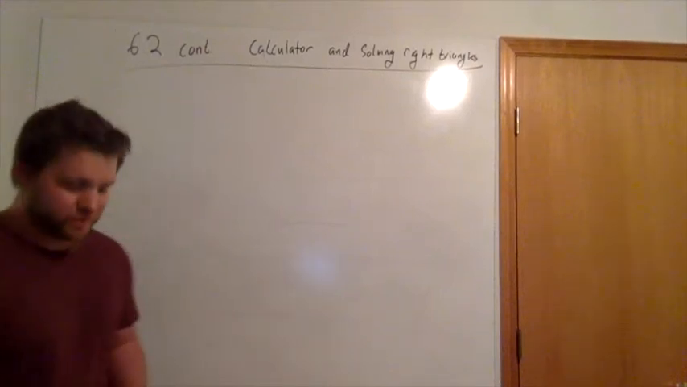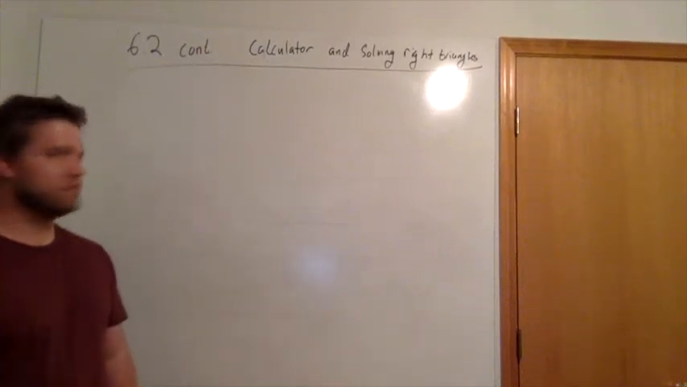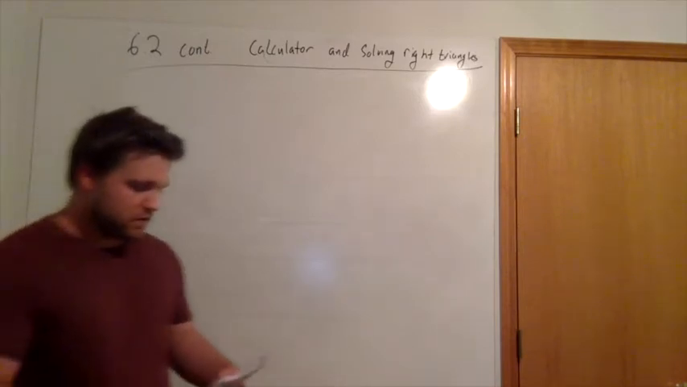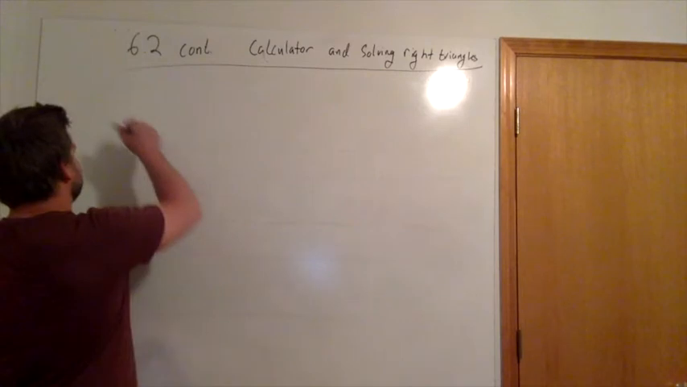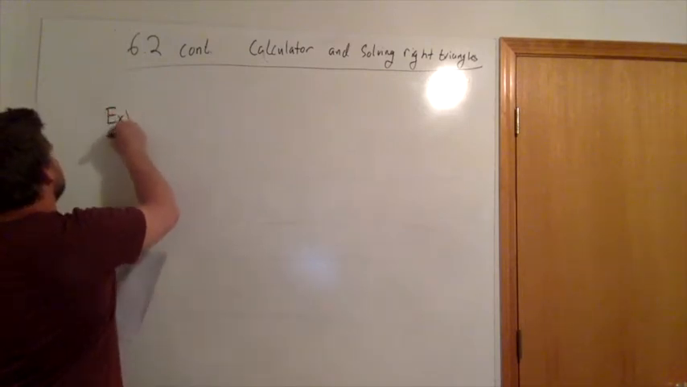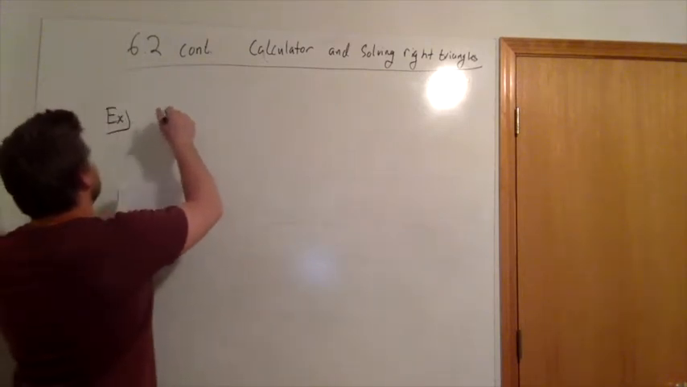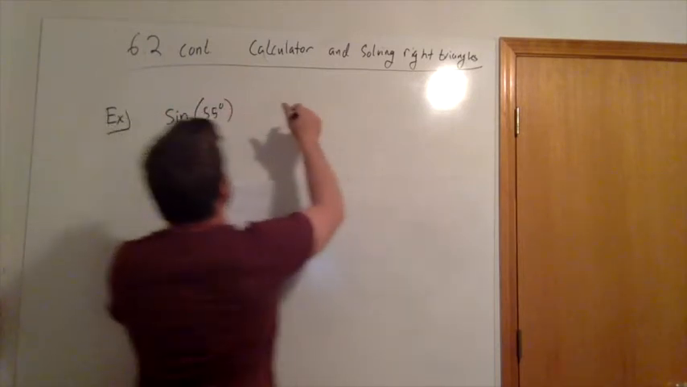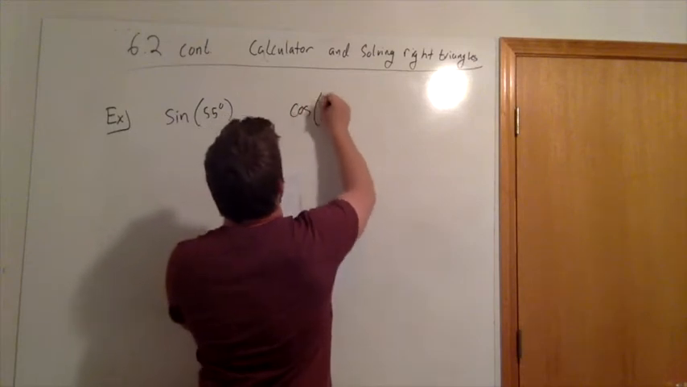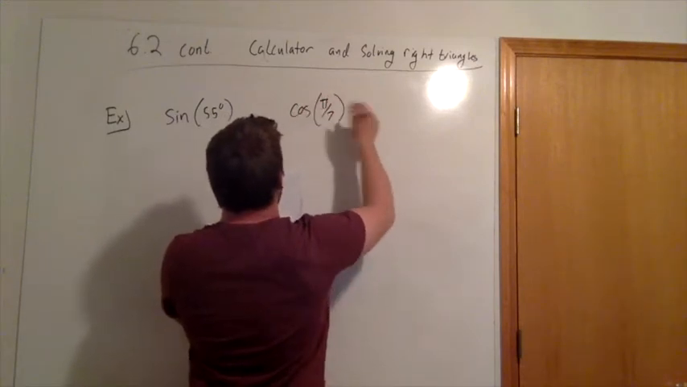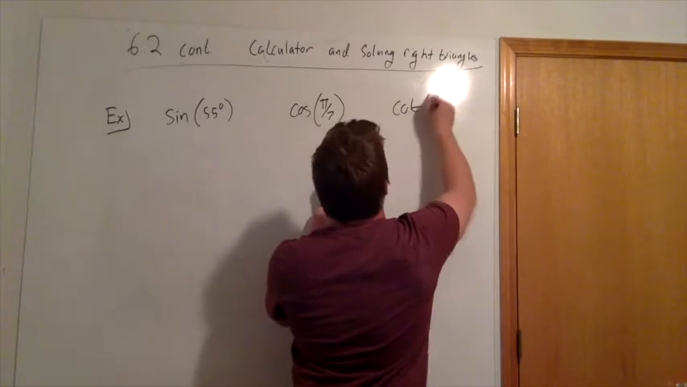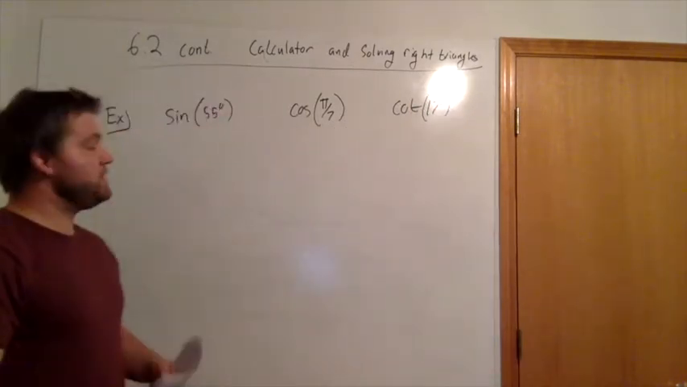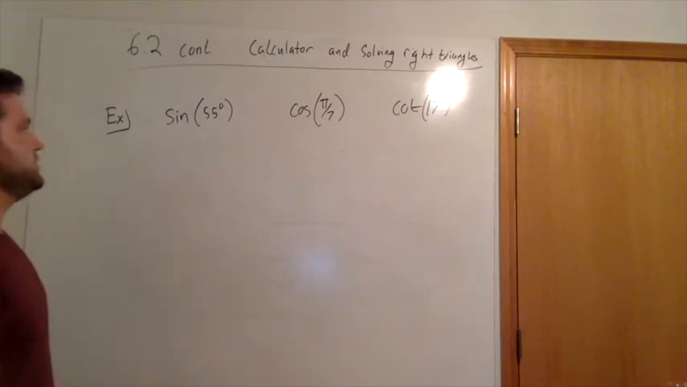Hello everyone, what I'd like to do in this video is show you how to use the trig functions in your calculator and show you how to solve right triangles. As an example, we're going to use our calculator to figure out what is sine of 55 degrees, what is cosine of pi over 7, and what is cotangent of 17 degrees.